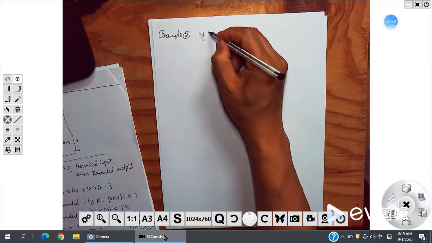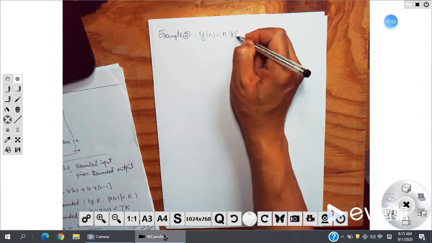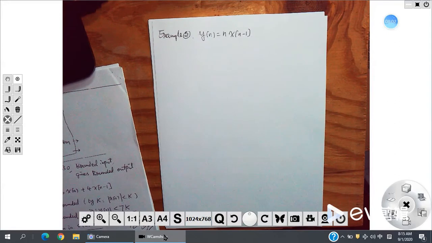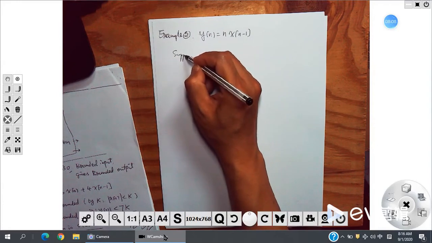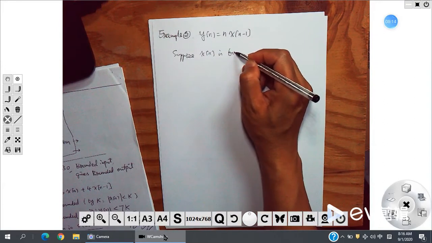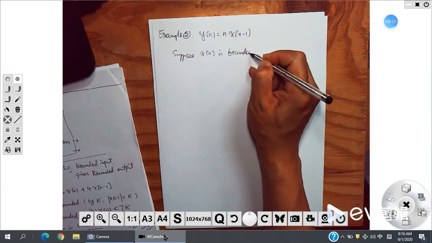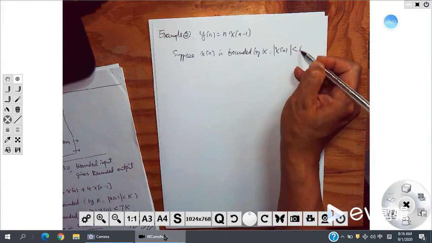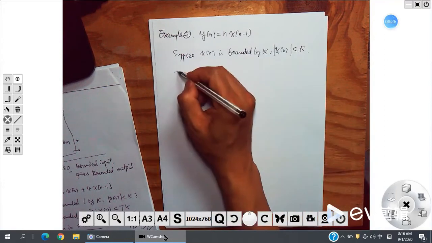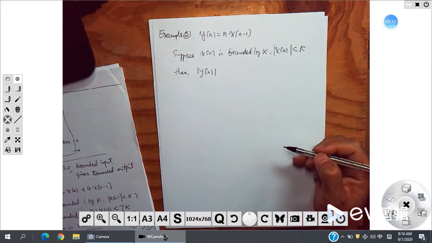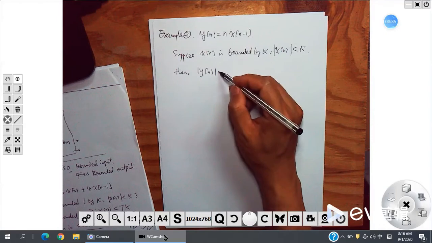Like y of n equal to n times the sine of n minus 1. Okay, so is this stable? We do the same thing. Suppose x n is bounded by k. The absolute value of x n is smaller than k, right? Then what is the absolute value of y? Can we find the y? Now it's equal to, oh, you can, right?